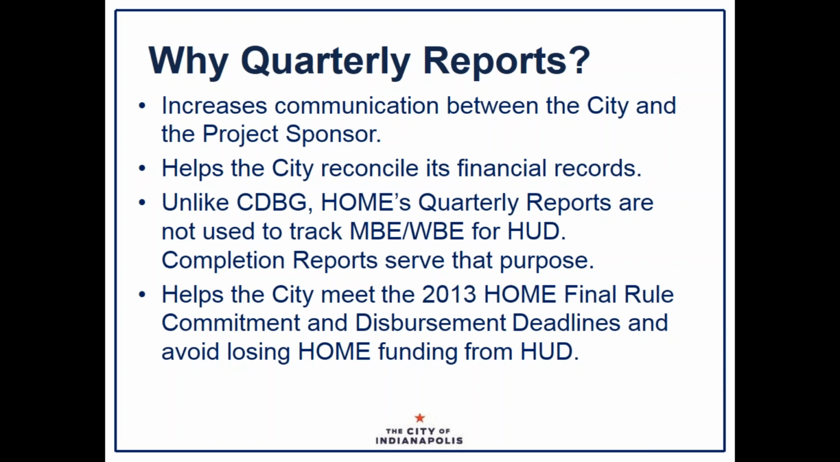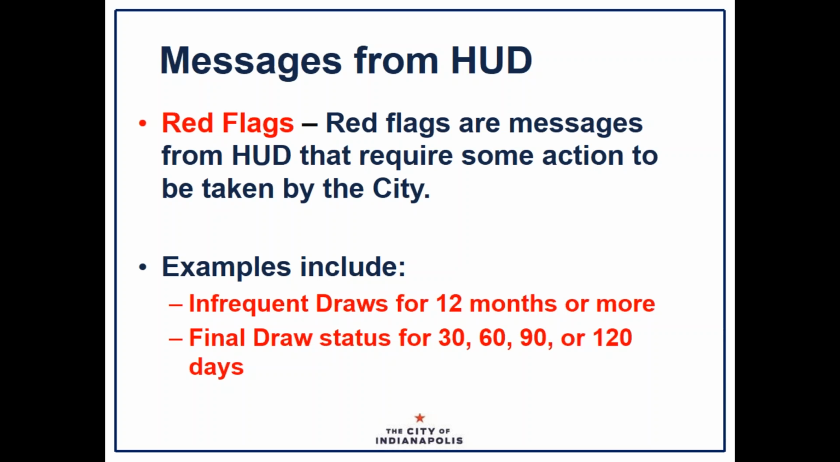Unlike CDBG, HOME's quarterly reports are not used to track MBEs and WBEs for HUD. The completion reports serve that purpose. When you submit your completion reports, that's where you record all your contractors and subcontractors and whether they are MBEs and WBEs. So we don't ask for that information in our quarterly reports, but in the completion reports. The reports also help the city meet the 2013 HOME final rule commitment and disbursement deadlines, and help us avoid losing HOME funding from HUD. We definitely don't want to lose any funding, so we want to keep them updated. Now just a couple of things from HUD, things we see on our end that you may not see, and one of those things is called red flags.